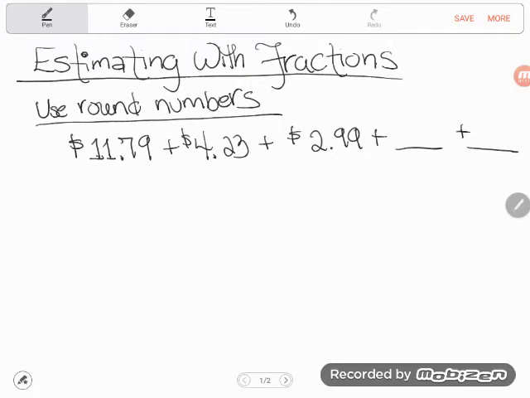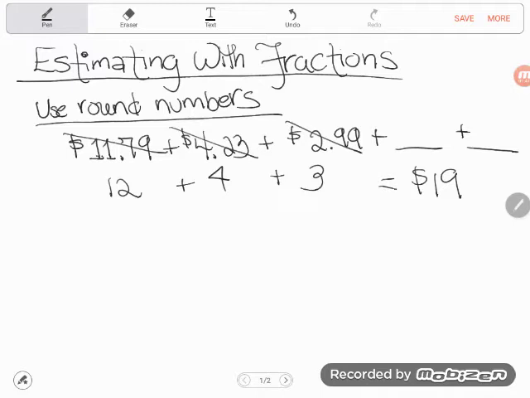You know, easy to make a mistake. That's a lot of numbers to carry around in my head. We tend to just estimate. We say, well, $11.79 is pretty close to $12. $4.23 is about $4, and $2.99 is about $3. And so right here, I'm looking at about $19, and we kind of keep a running tally like that, estimating. Well, you can do the same thing with fractions. So I want to talk about how we estimate with our numbers.